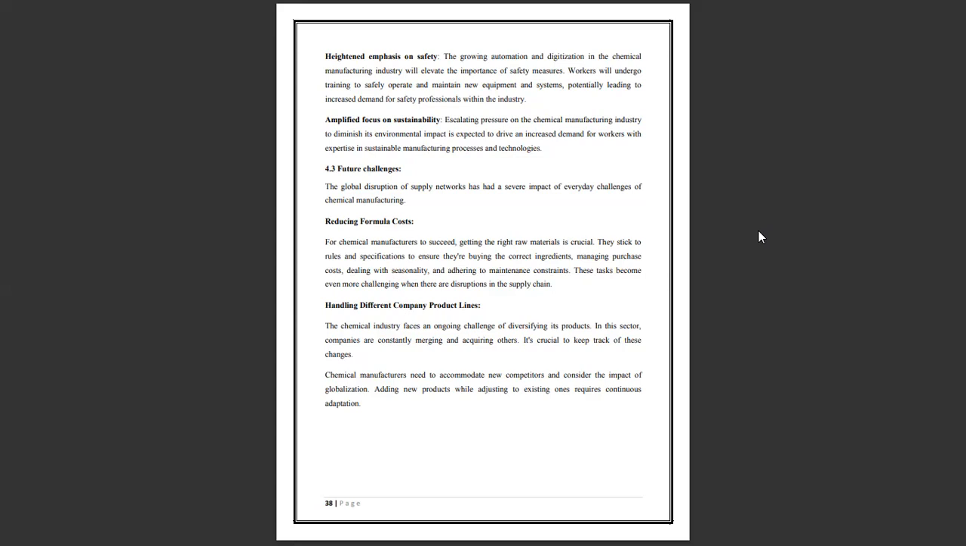Next point is handling different company product lines. The chemical industry faces ongoing challenges in diversifying its products. In this sector, companies are constantly merging and acquiring others. It's crucial to keep track of these changes. So chemical manufacturers need to accommodate new competitors and consider the impact of globalization. Adding new products while adjusting to existing ones requires continuous adaptation.